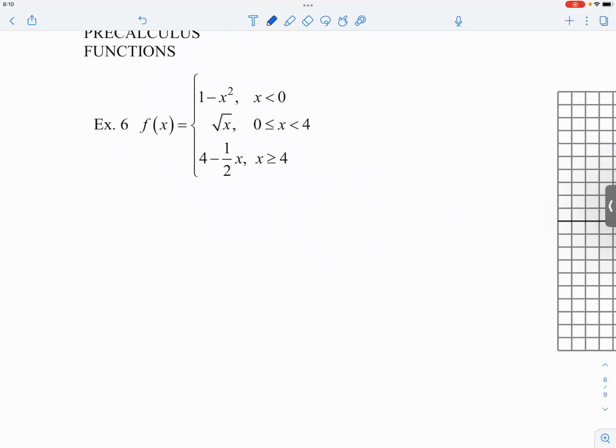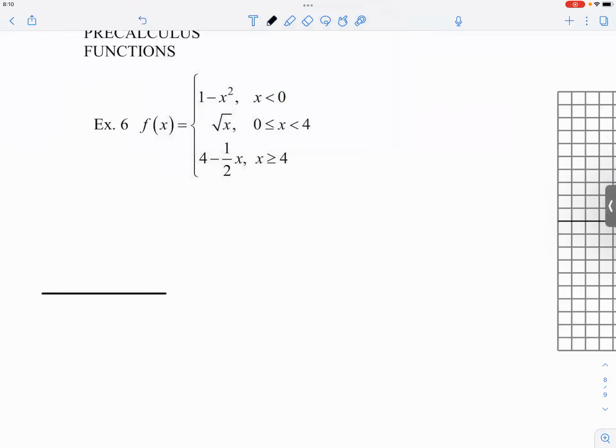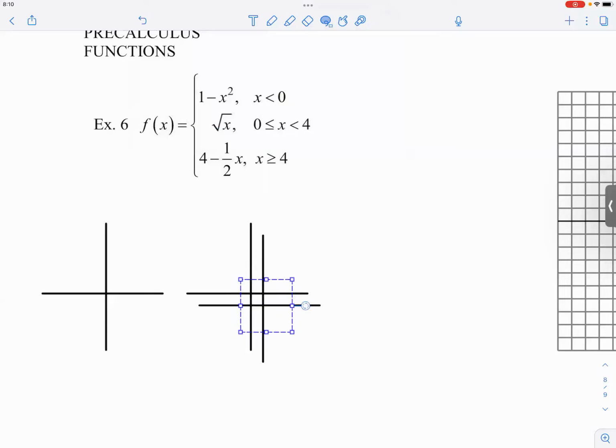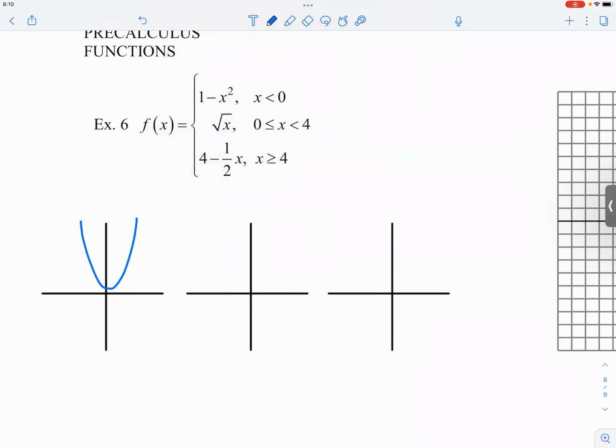And by the way, I'm going to give you a little tip right here. Everyone in PreCal should know how to draw these basic graphs that you learned back in Algebra 2. For example, you should know that this is the quadratic.